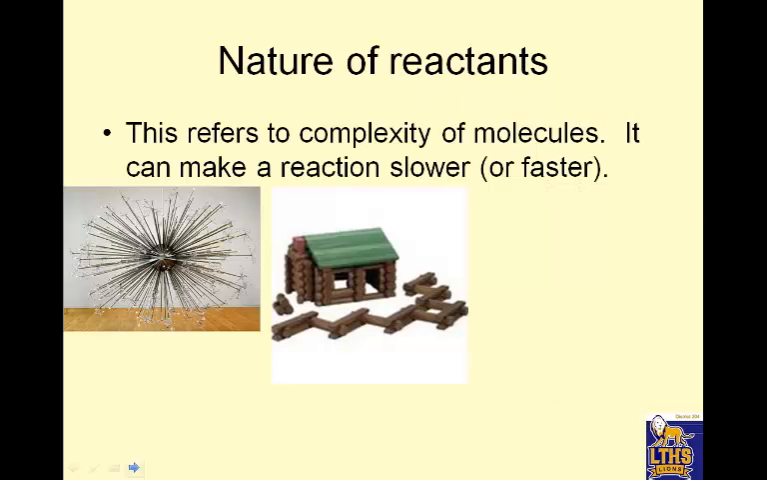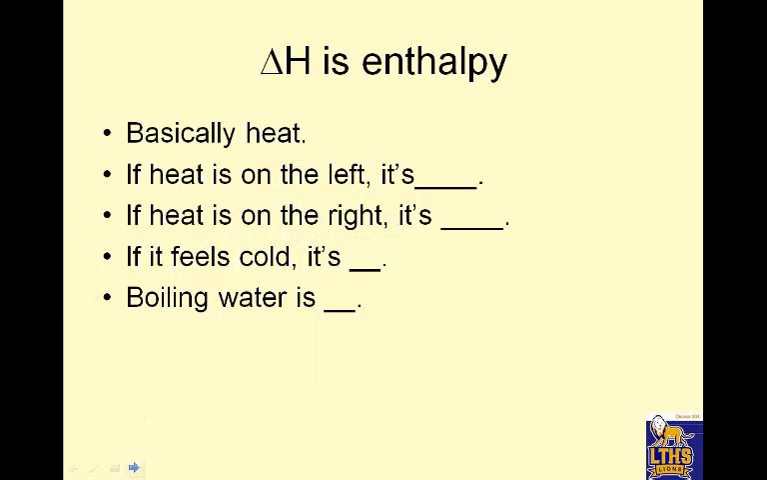The nature of reactants also controls the reactions. This refers to the complexity of molecules. It can make a reaction slower or faster. So if I was trying to build a house out of this, and this is complex, it would be slow. If I were to make it out of this, which is simple, yay Lincoln Logs, it would be fast. So simple things react faster than other things.